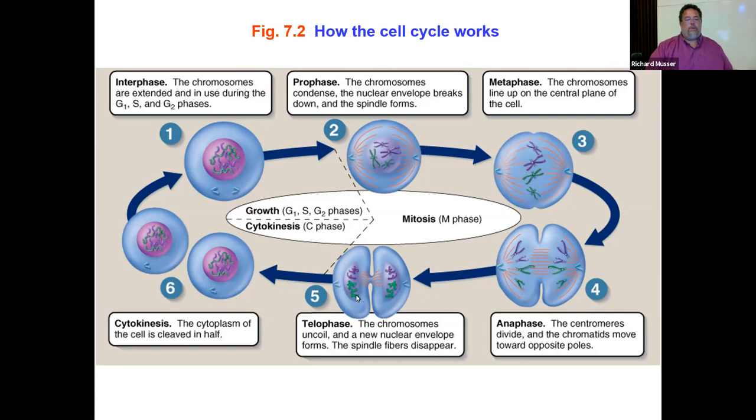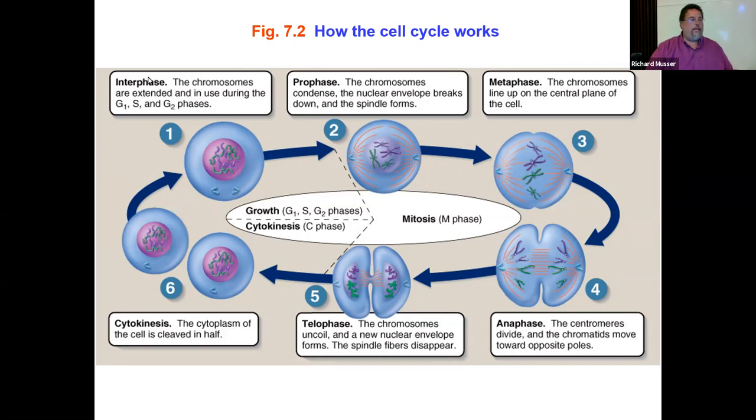Then we move into what we call telophase, where a new nuclear membrane forms. Remember, nuclear membrane is a phospholipid bilayer. It's going to be the nucleus. And then the chromosomes start to unwind and go back to chromatin. And we call that telophase. Then the cell begins pinching and dividing into two new cells. And we call that cytokinesis. So this is essentially mitosis.